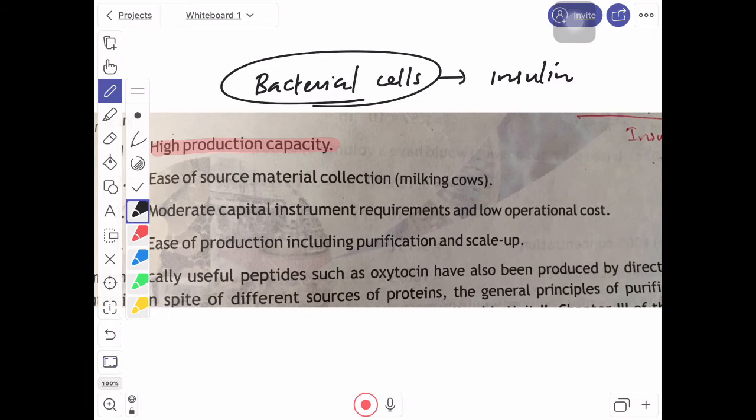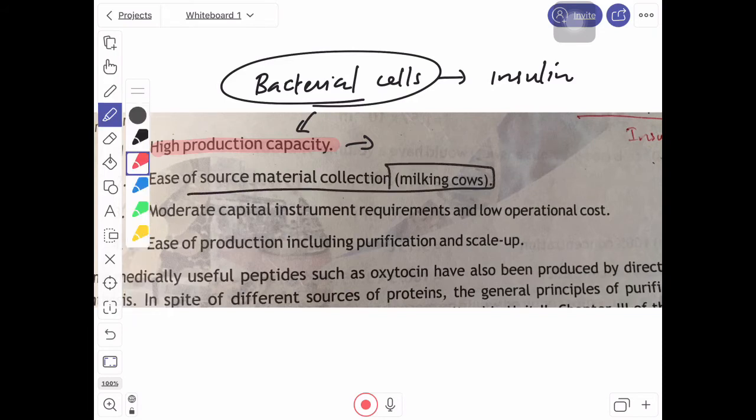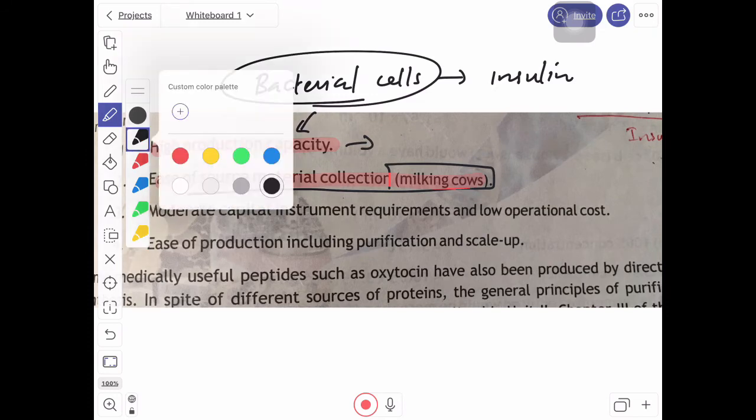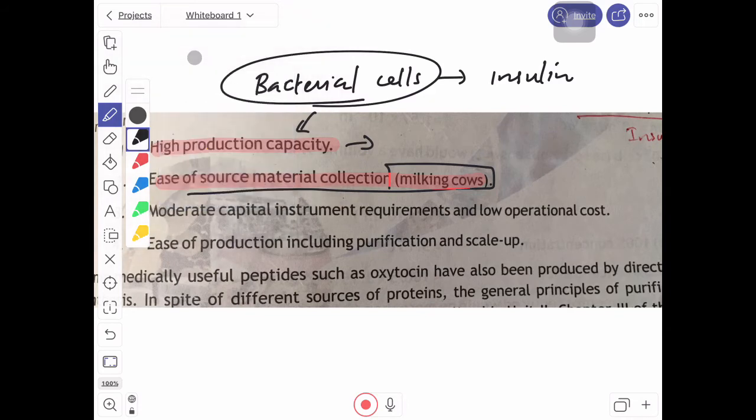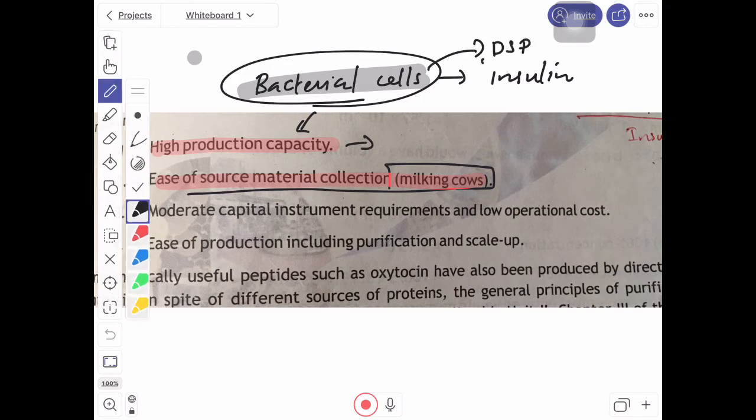If it is produced in milk producing cells, then the production will be very huge, because every day a cow produces milk, and the production of milk is a continuous process, so the production capacity is very high. Milking of cows is the process by which we collect the source material, whereas in the case of bacterial culture, we will have to go for downstream processing, which is generally a very expensive process.